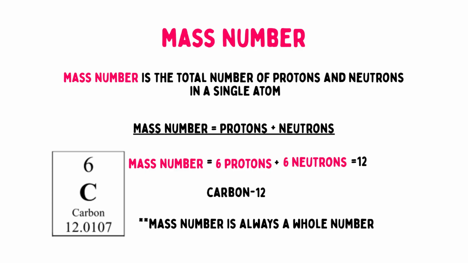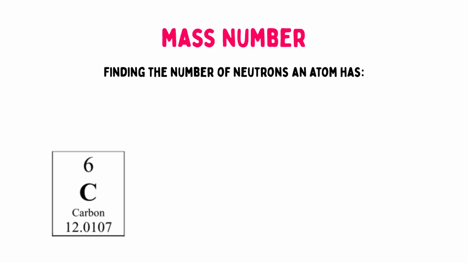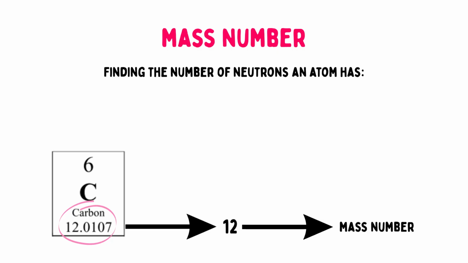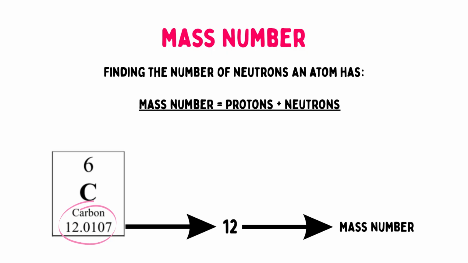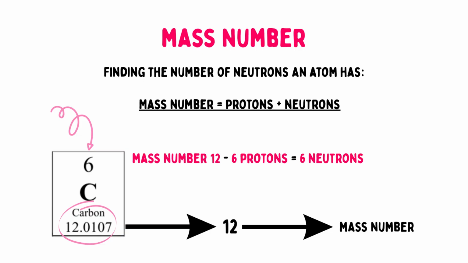However, if you're ever asked to find the number of neutrons an atom has without the mass number given, you can look at the periodic table to help you. For example, with carbon, you can use the 12.01 number to estimate the mass number by rounding it to the nearest whole number. 12.01 rounds to 12. So we use 12 as the mass number. Now that we have the mass number, we can find the number of neutrons. Remember, mass number equals protons plus neutrons. Carbon has 6 protons, so mass number 12 minus 6 protons equals 6 neutrons.